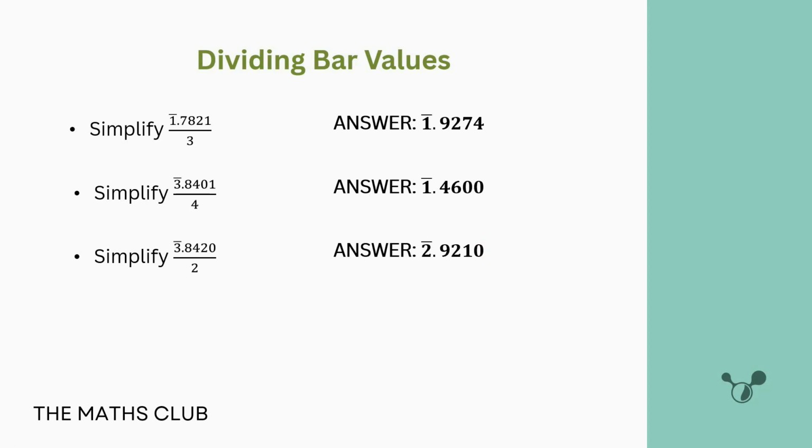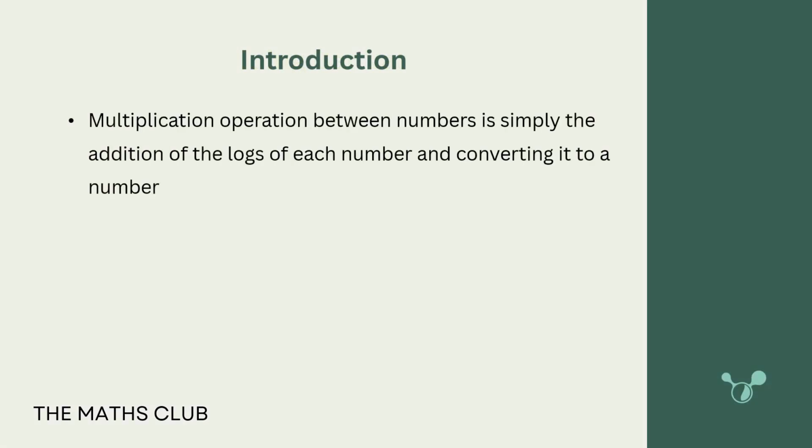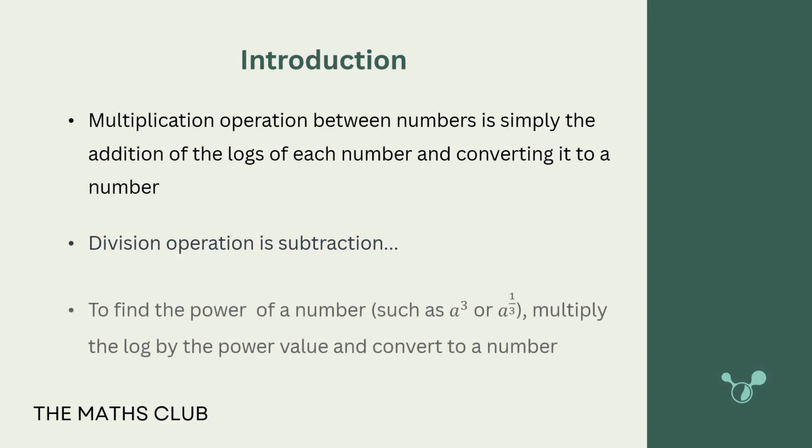Now we are going into operations using logarithm. Multiplication of numbers is simply the addition of the logs of each number, and then when you add the logs of each number, you convert it using the anti-log table back to a number. Division, likewise, is simply the subtraction of the logs of each number and then converting the value that you get back to a number. And to find the power of a number, such as a raised to the power of 3 or a raised to the power of 1 over 3, multiply the log by the power value.